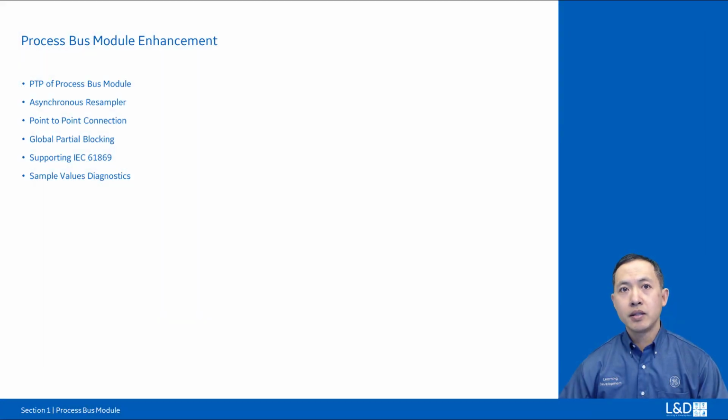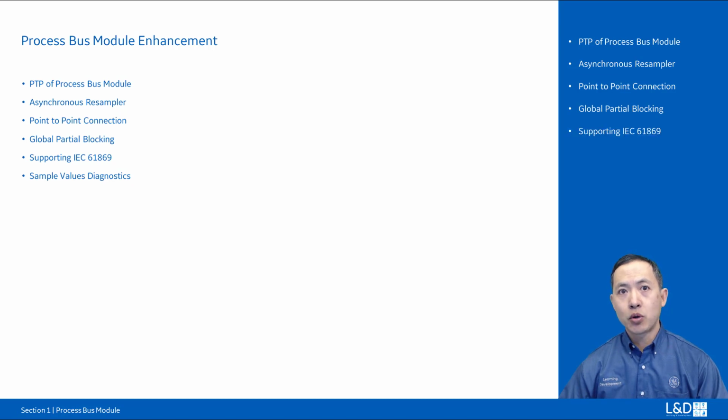UR 790 Process Bus Module has these new features: PTP of Process Bus Module, asynchronous resampler, point-to-point connection, global partial blocking, supporting IEC 61869, sample values diagnostics.